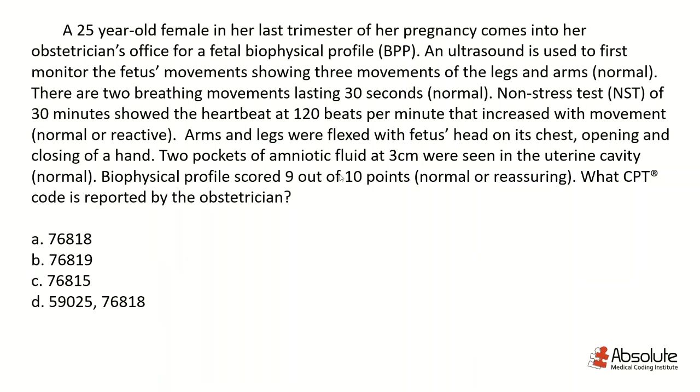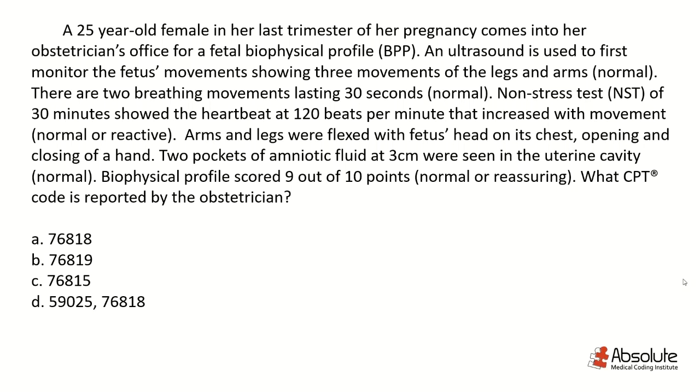Okay, coders, we have A 76818, B 76819, C 76815, D 59025, and 76818. A 25-year-old female in her last trimester of her pregnancy comes into her obstetrician's office for a fetal biophysical profile, BPP. An ultrasound is used to first monitor the fetus's movements, showing 3 movements of the legs and arms, normal. There are 2 breathing movements lasting 30 seconds, normal.